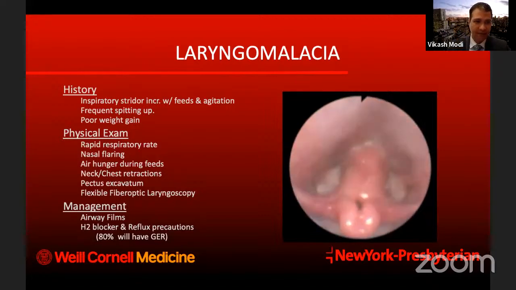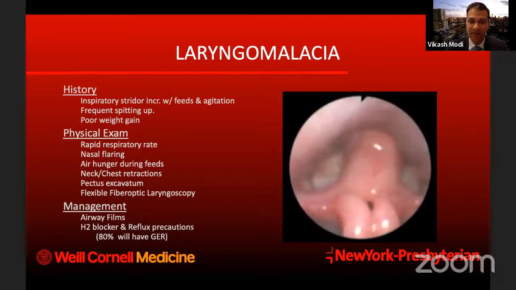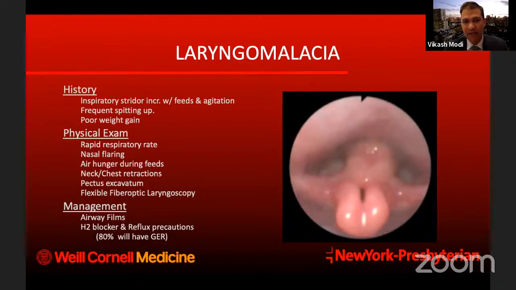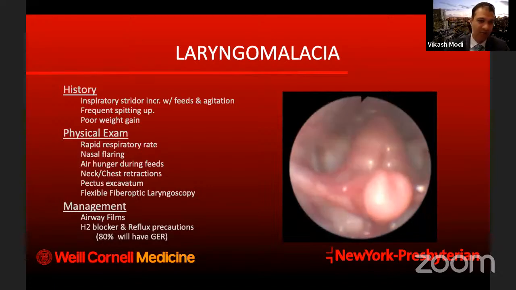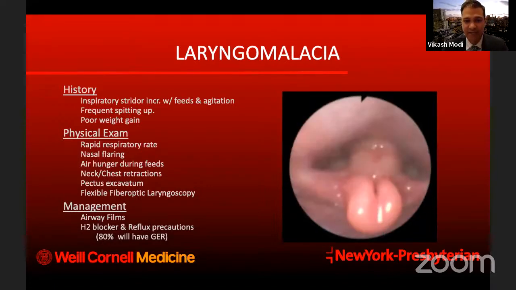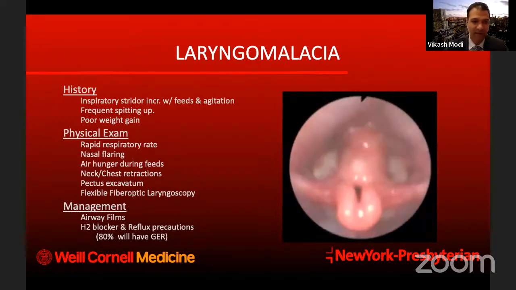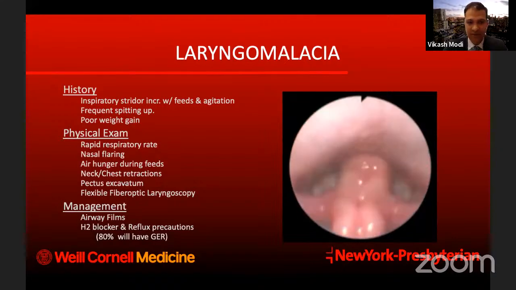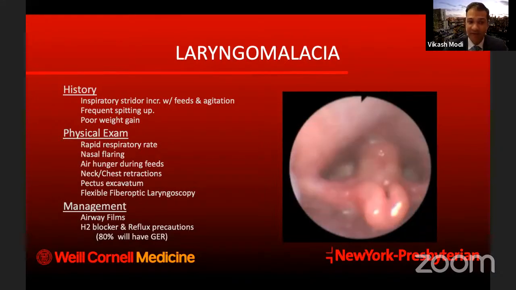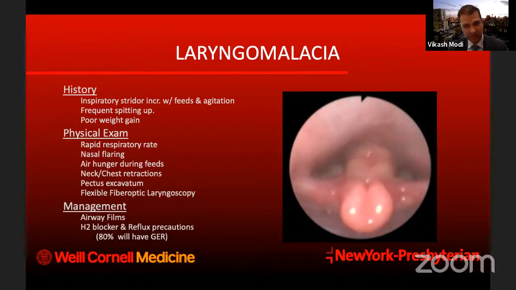So the history is inspiratory stridor, increased with agitation and feeds, frequent spitting up, and once again, remember that poor weight gain. So if a child has got laryngomalacia and has got poor weight gain, in my mind, that's a red flag. If they start at the 30th percentile for growth and now they've dipped down to less than 5%, that lets you know that this is a big problem. These kids will have a rapid respiratory rate, nasal flaring, air hunger during feeds where they keep choking or breaking off their latch. They can have neck or chest retractions in severe cases. They can also have pectus excavatum where the chest starts to cave in.